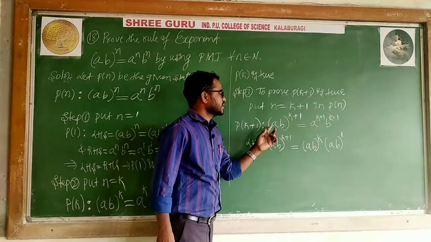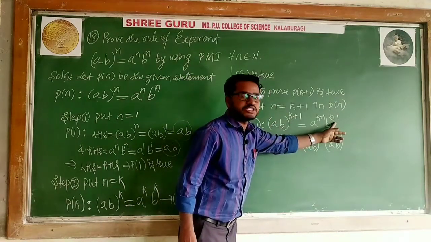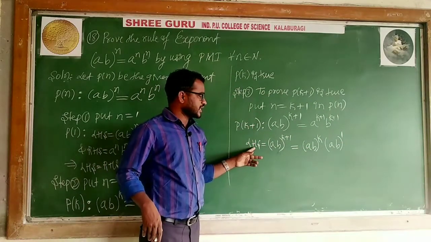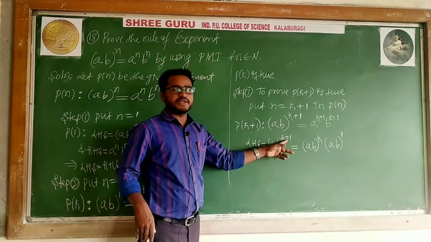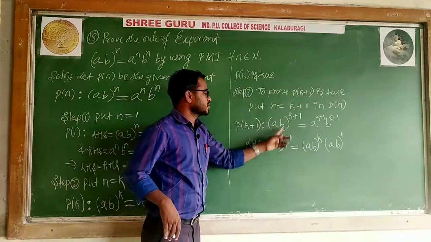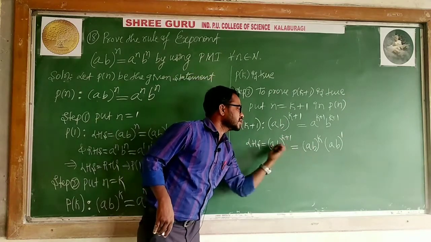We need (ab) whole to the power k plus 1 equal to a to the power k plus 1, b to the power k plus 1, which means it is not proved yet. This I got directly, but if you want to prove it, you take the LHS, (ab) whole to the power k plus 1, simplify and prove. I can write (ab) whole to the power k separately, and (ab) whole to the power 1.